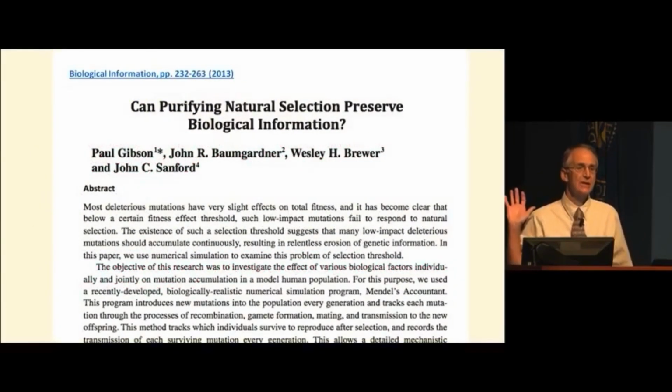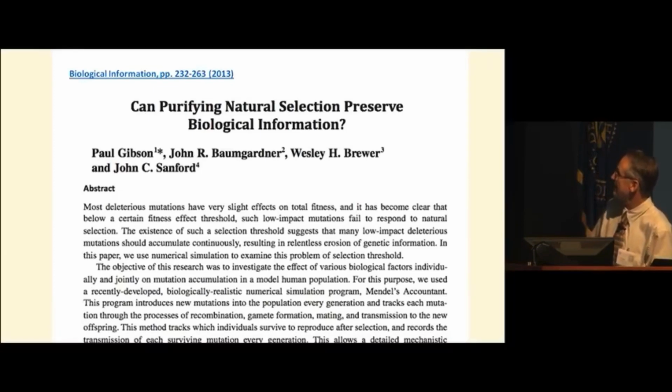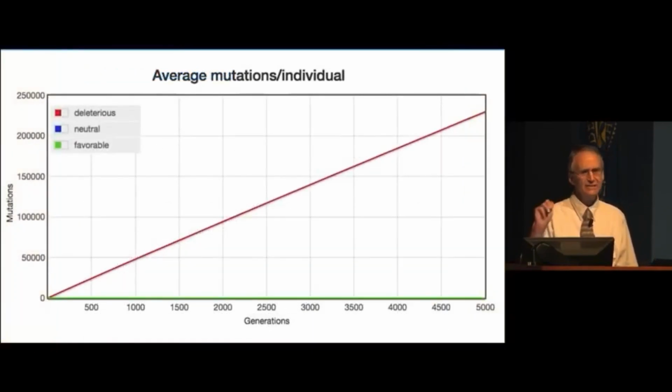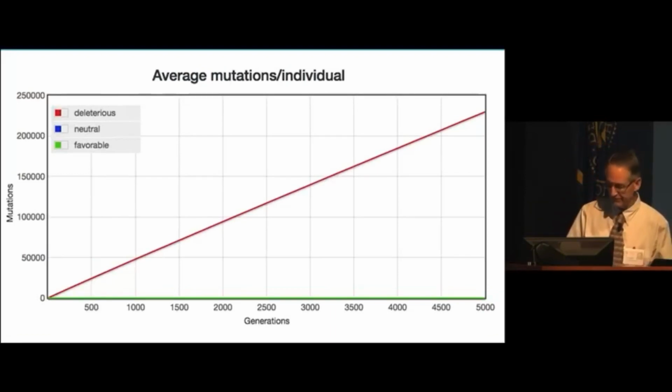So our own research confirms and further elucidates the things I've been studying. This is one of the papers that we published, Can Purifying Natural Selection Preserve Biological Information, from the same symposium. And I just want to show you 3 very illuminating plots that Mendel's Accountant, our numerical simulation, consistently reveals. The first one is mutation accumulation. So we have 5,000 generations here, and we have the mutation count per person over time. And if you have a mutation rate of 50, which is kind of halfway between 100 and none, 50% functionality in the human genome is not unreasonable in my point of view.